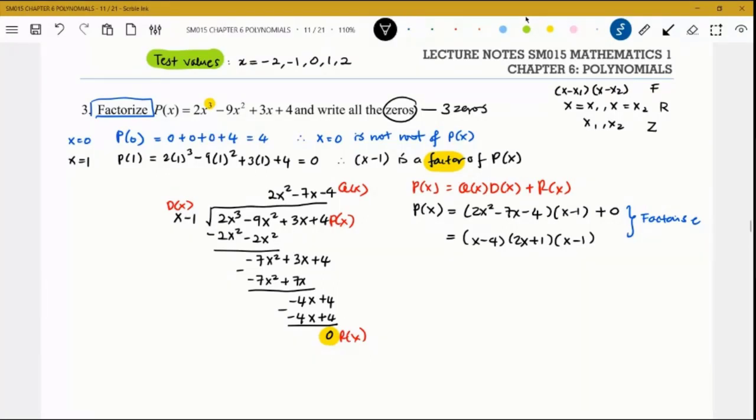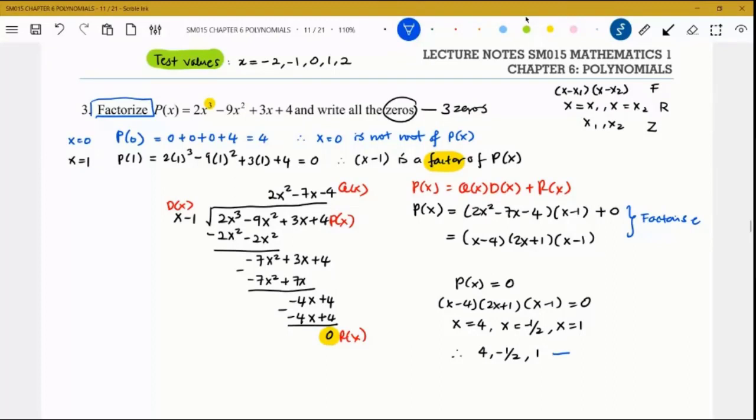Okay, and then in order to find the zeros, you have to equate your P(x) equal to 0. So (x minus 4)(2x plus 1)(x minus 1) equal to 0. So directly we have x equal to 4, x equal to negative half, x equal to 1. And then we have 4, negative 1 over 2 and 1. So these are the zeros that we want. So this is a zero, this is a root, this is a factor. We must give it in the form of zeros because the question asks for zeros.